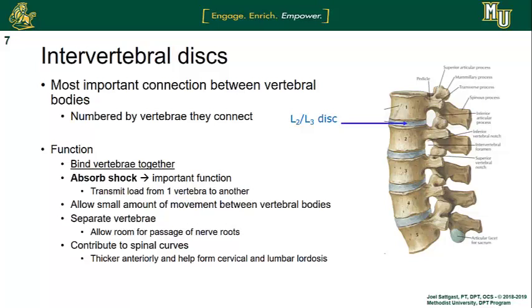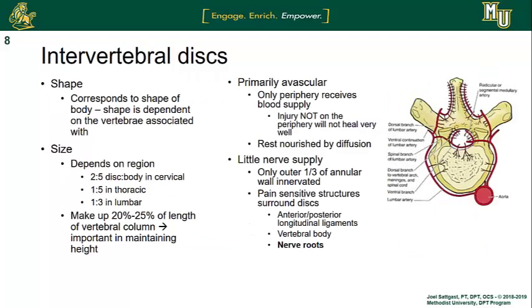It's just the opposite as you get into the thoracic spine, where that curvature is actually a kyphosis. For the intervertebral disc, not only does the shape correspond to the shape of the body, but the size is also dependent upon the region.